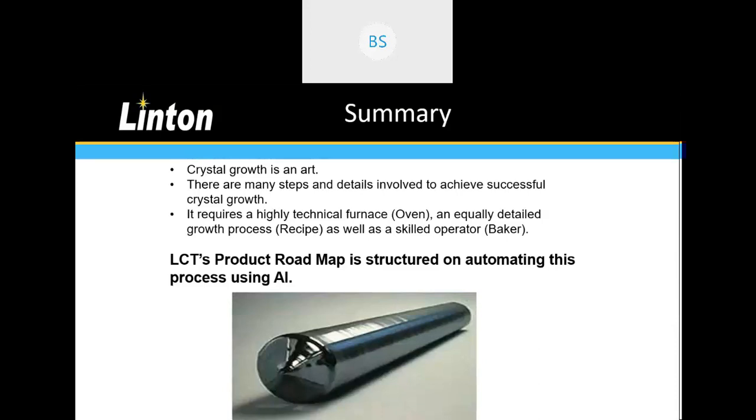Right there, you see a crystal that's a few meters long with perfect diameter control, a perfect crown at the top. You can't see the tail at the bottom.